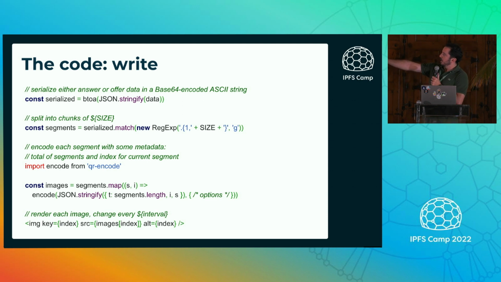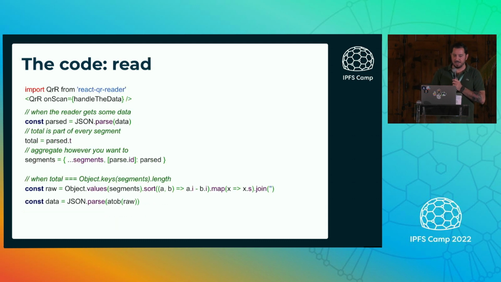So, the code version of this: we get whatever the data is, whether the offer or the answer. We serialize that. We split it based on the maximum size that you want to share with each chunk, and then we encode that. In this case, I used a dependency I found, and I added a couple of extra pieces of data to each chunk: the total number of segments, and the index to know which segment you are passing on.